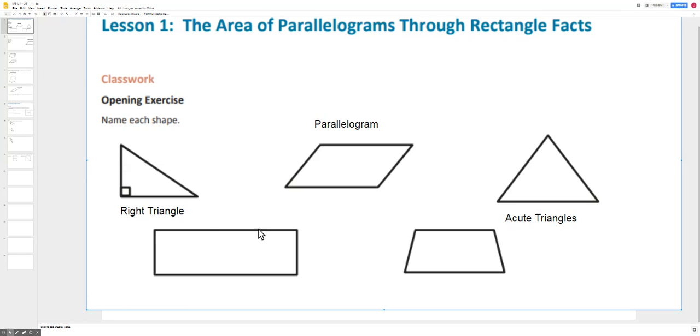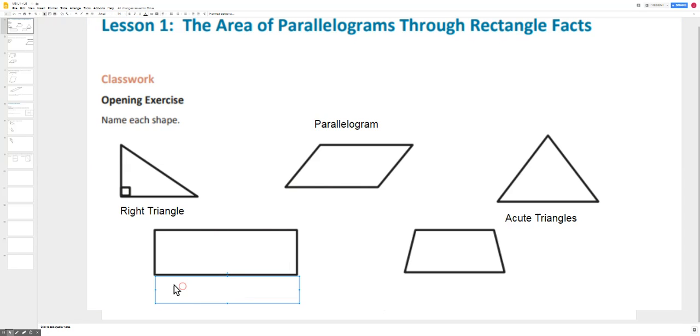This shape right over here, hopefully you recognize this. This is known as a rectangle. It's a very specific type of parallelogram because all these angles right here are 90 degrees. So there you go. That is called a rectangle.